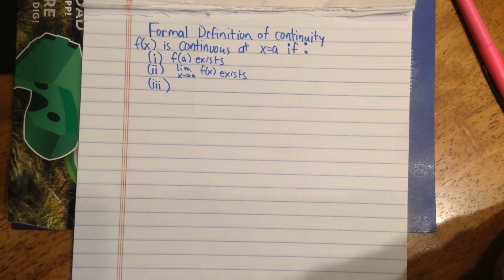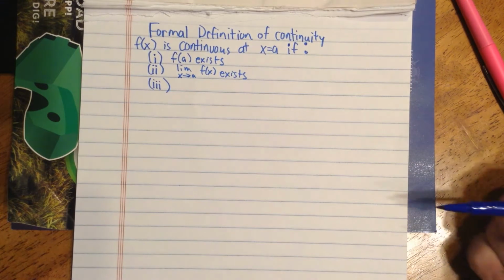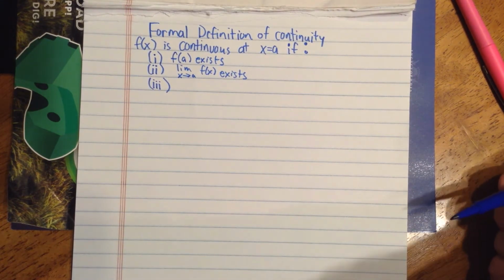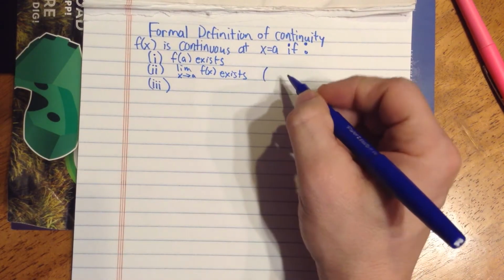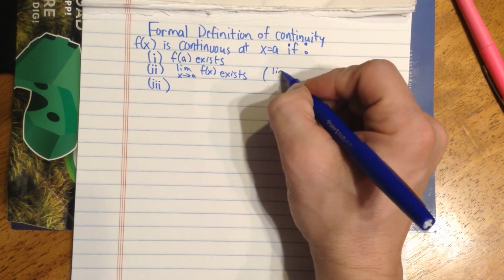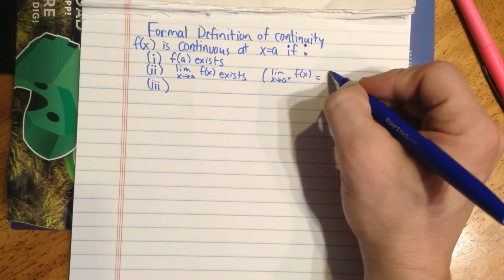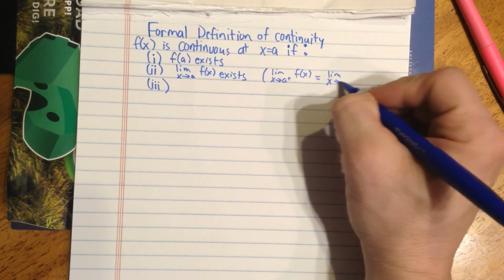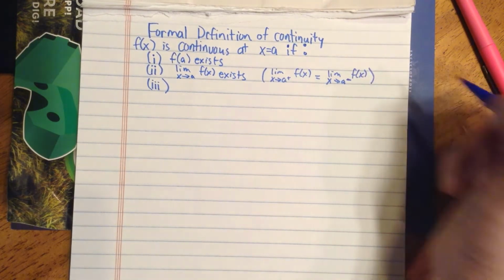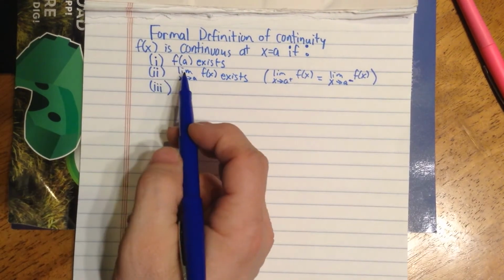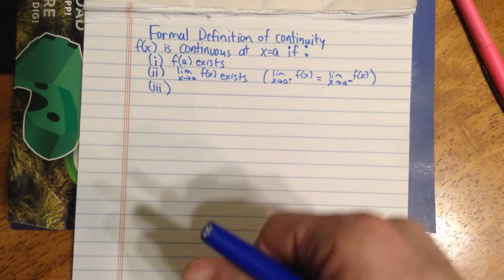Number 2 is that the limit as x approaches a of f of x exists. What this really means is that there's a limit from the left and the right of a, and they are the same. Essentially what you really want to prove when available is that the limit as x approaches a from the right is equal to the limit as x approaches a from the left. And if you've shown that statement is true, then you've actually shown that the limit as x approaches a exists. If they're not the same thing, then we're talking about a discontinuity.